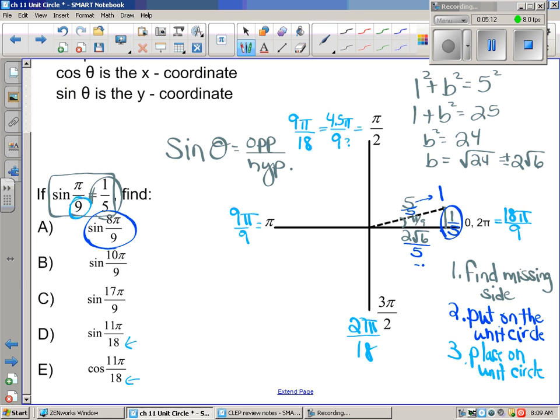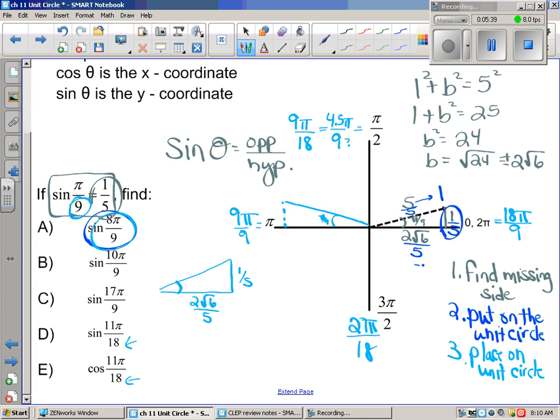So we've placed things on the unit circle. So now as I start to do this question, and it asks me for 8 pi over 9, I see 9 pi over 9, so that must mean 8 pi is just 1 pi over 9 shy of that. Doesn't that make sense? Now as you look at these triangles, I want you to observe that there's always a short side and there is always a longer side.